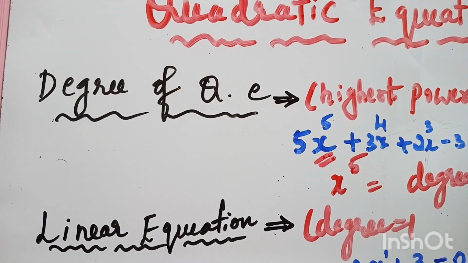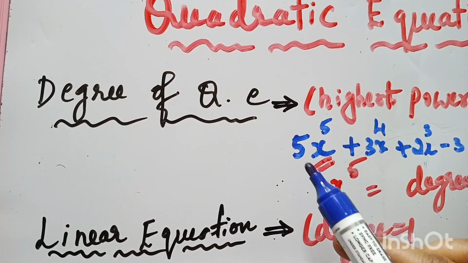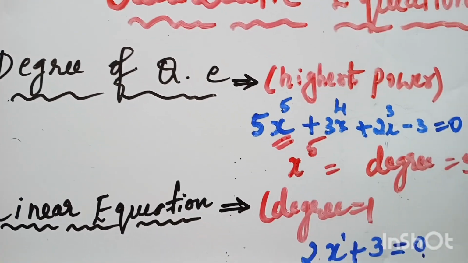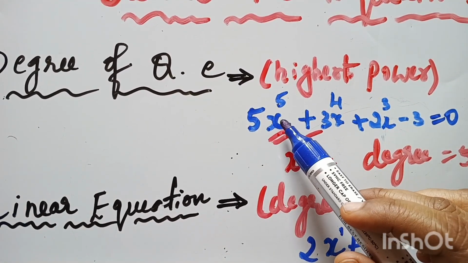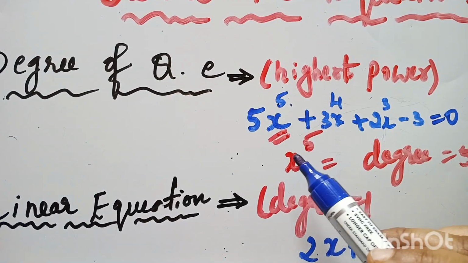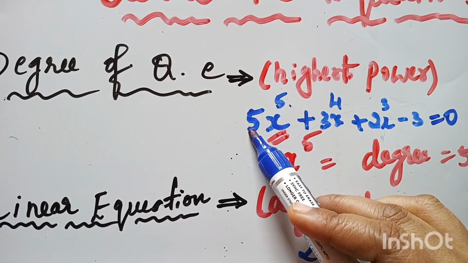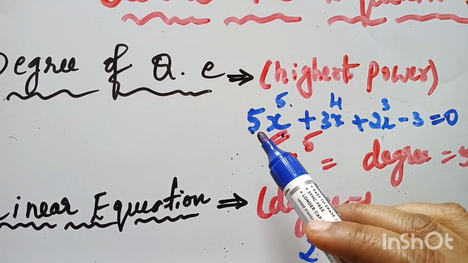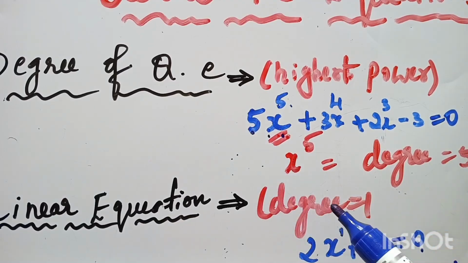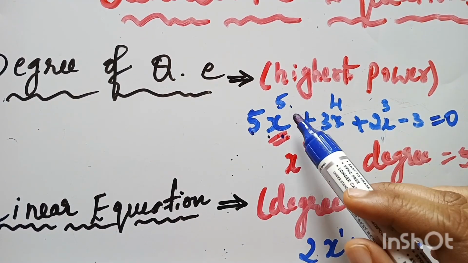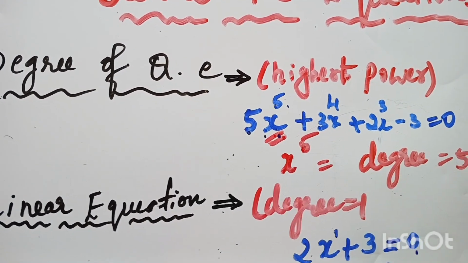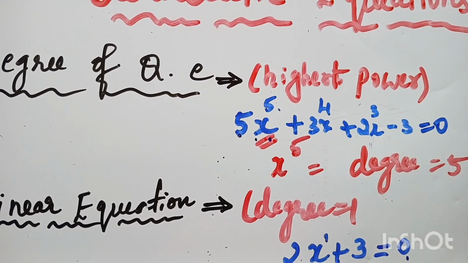Then the degree of an equation: the highest power in the equation is the degree. So here the power of the variable x is 5, and we say the coefficient of x. x power is 5. 5 is the highest power, so that is called the degree.